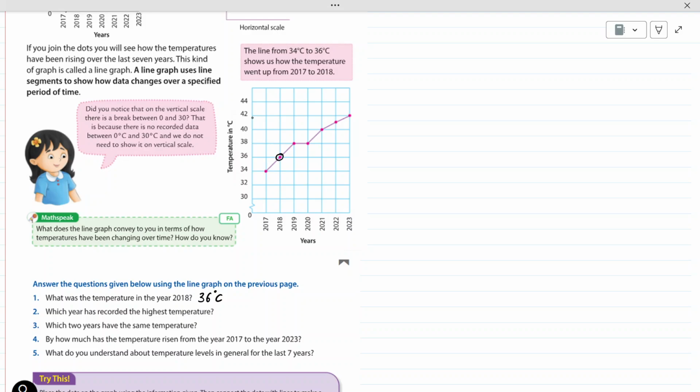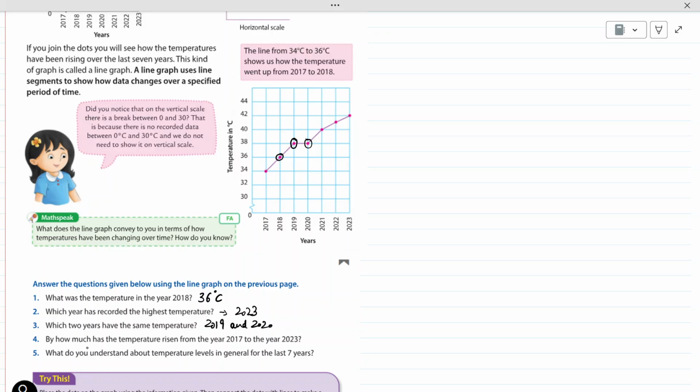Next, which year has recorded the highest temperature? So the highest temperature is 42 degrees Celsius, and this is in the year 2023. So in the year 2023, the highest temperature was recorded. Next is, which two years have the same temperature? So kids, we can see here that in 2019 the temperature was 38, and in 2020 also the temperature was the same, 38 degrees Celsius. So the two years are 2019 and 2020.